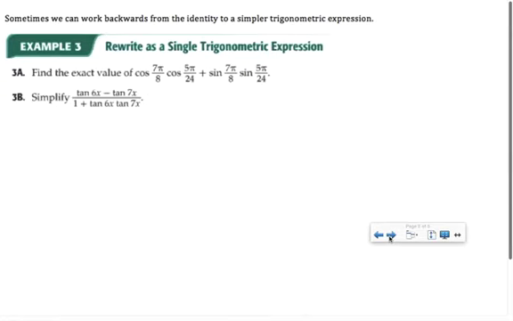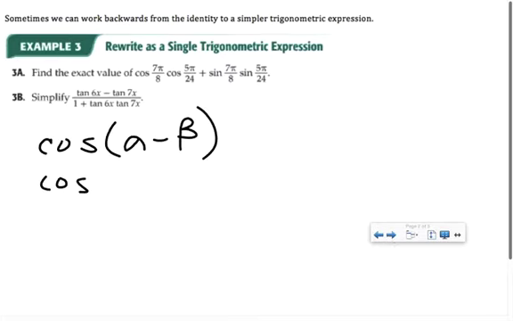In this example, we're going to work backwards from the trig identity to either find an exact value or just write a simpler expression. So in part A, I'm trying to find the exact value of, and then I'm multiplying some cosines and adding some sines. So this is where studying the reference sheet comes in handy. You realize when you're multiplying two cosines and adding the product of two sines, that is cosine of alpha minus beta.